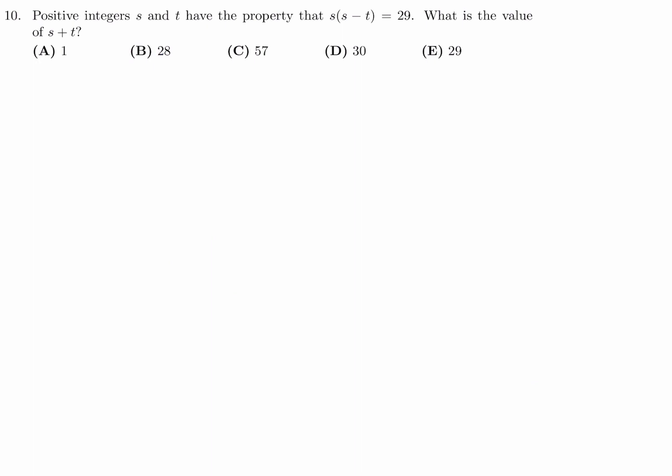Positive integers s and t have the property that s times (s minus t) is 29. What is the value of s plus t? s times (s minus t) is equal to 29. Well, 29 is a prime number.